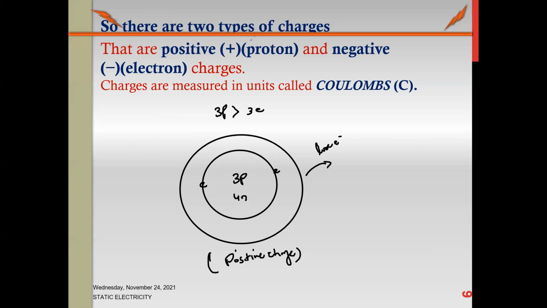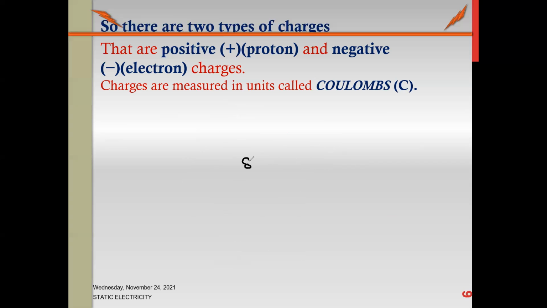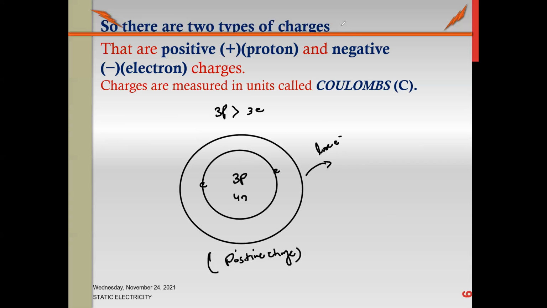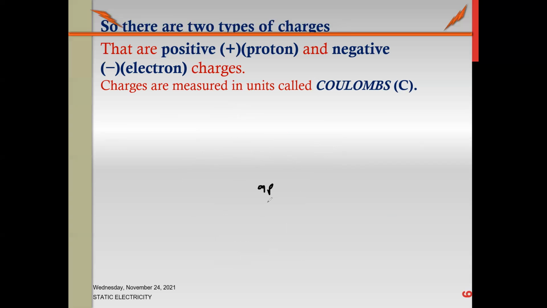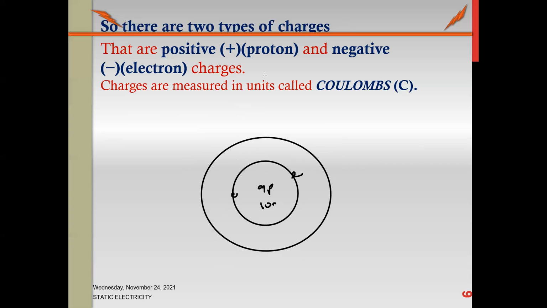And the opposite can happen. For example, if you have an atom which has 9 protons and 10 neutrons. Neutrons are neutral and do not contribute to the charge of the atom. The first shell, for example, has 2 electrons, and the second shell has 7 electrons.